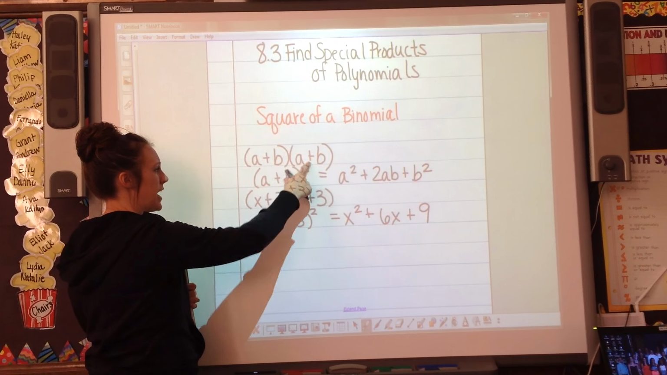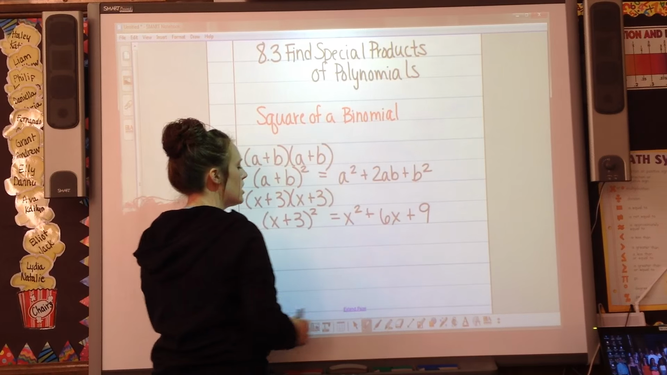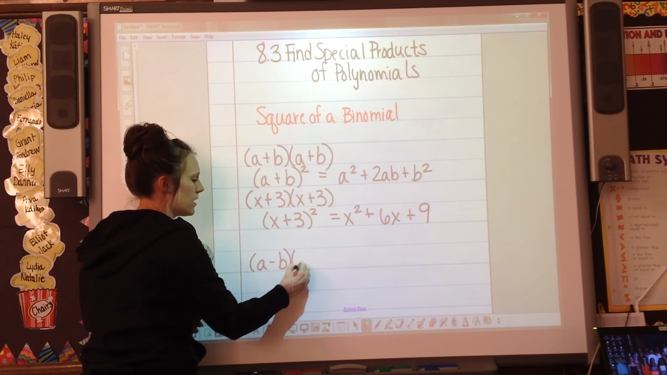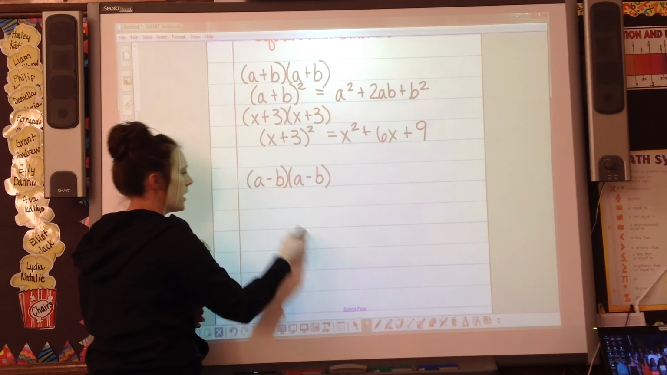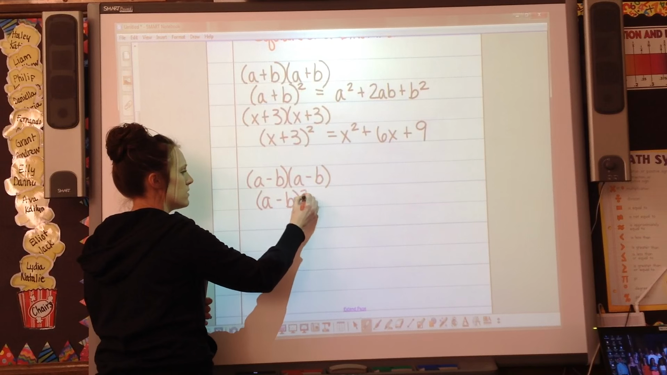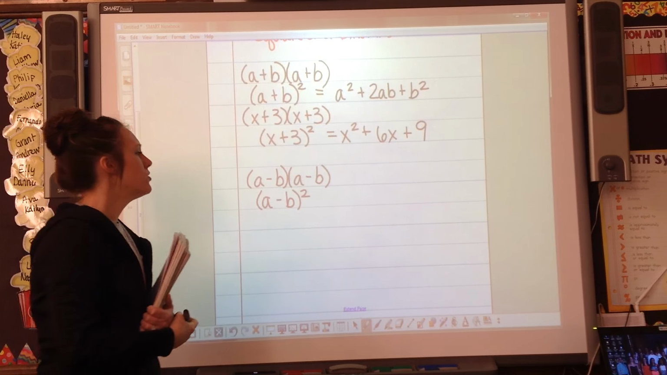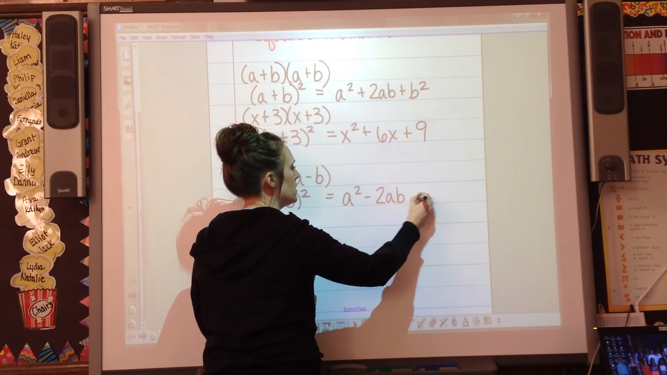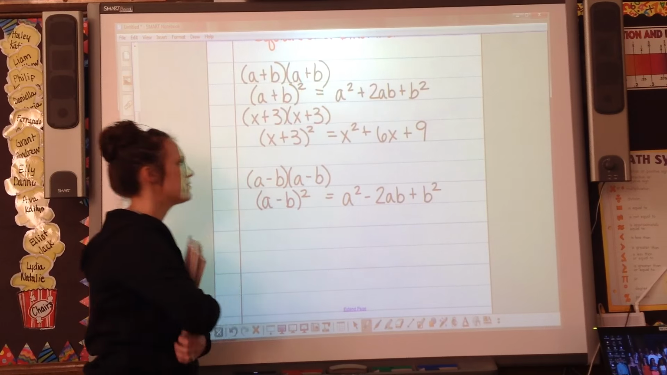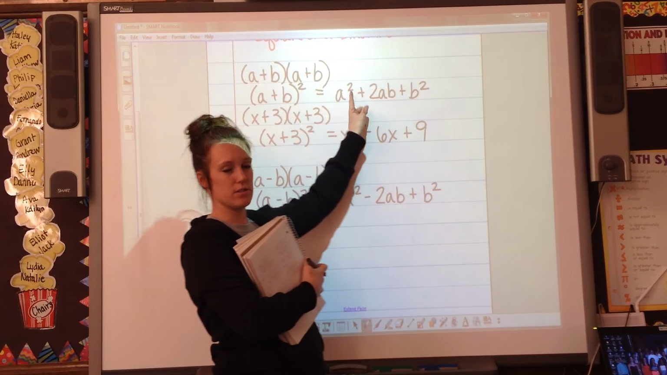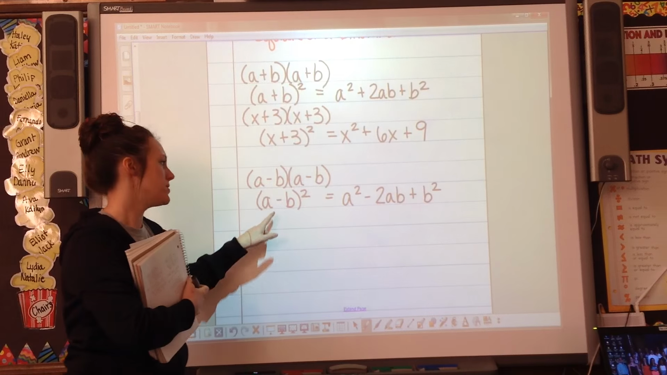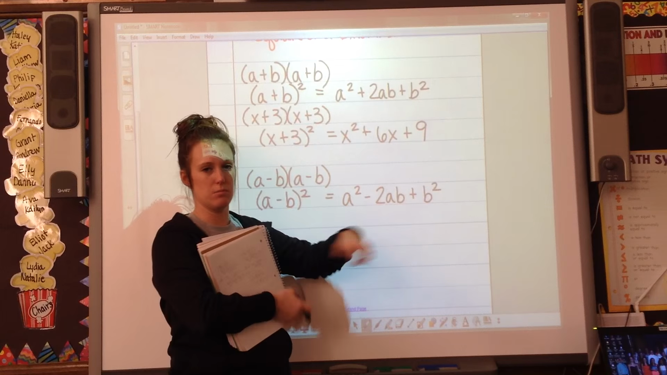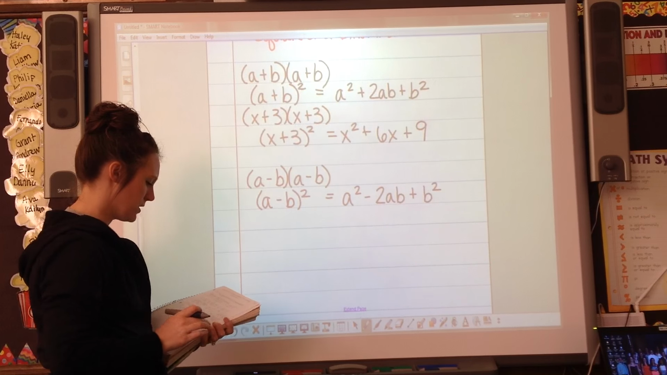This also works for subtraction. So let's say you have the quantity a minus b times a minus b. Again, they're not going to give it to you like that. Instead, they're going to give it to you like this. Your answer is going to be a squared minus 2ab plus b squared. Notice the difference. If it's adding, your answer is going to have all addition signs. If it's subtracting, your answer is going to have a subtraction sign here. This is going to be addition. I'll show you why in a couple minutes here.